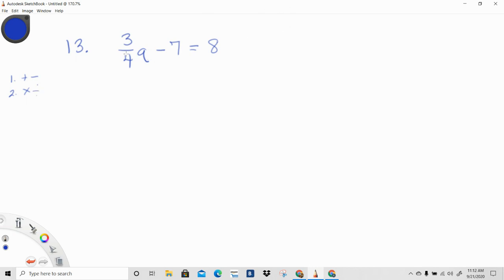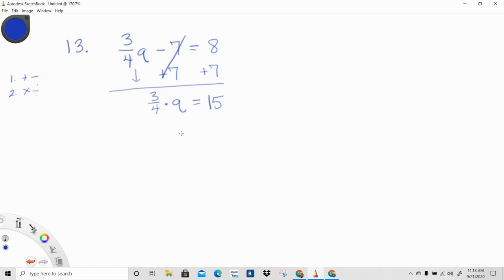So here's our variable term. 7 is being subtracted, so let's undo that by adding it to both sides. These cancel out because they make 0. This term comes down, which is 3/4 times q equals 8 plus 7 is 15.